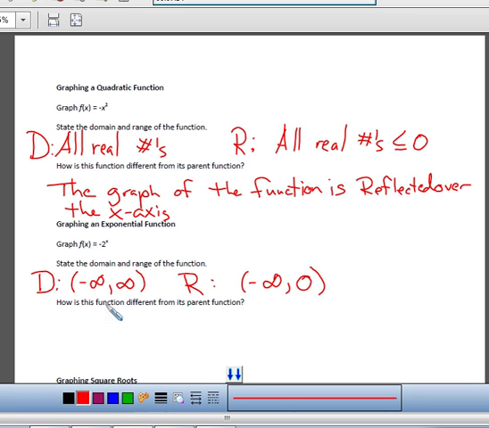Okay? So, how is this function different from its parent function? The same thing that we wrote up here. The graph of the function is a reflection over the x-axis. So I'm just going to write reflection.